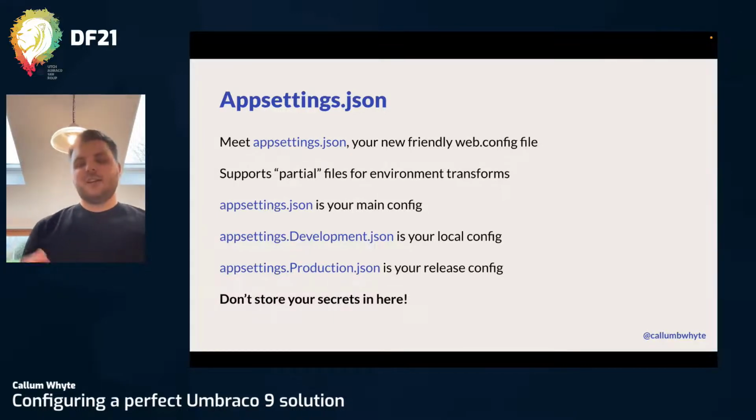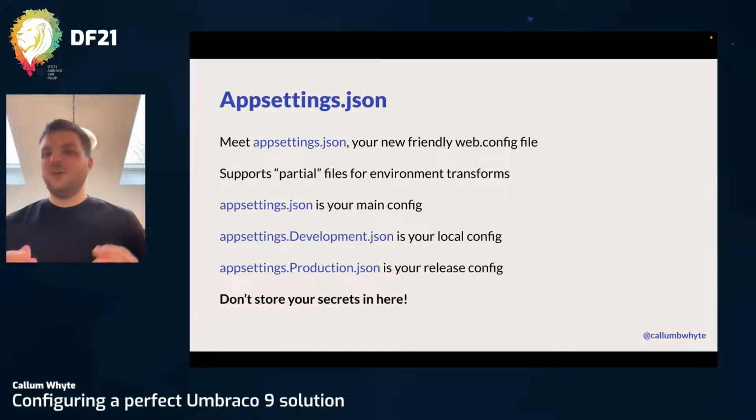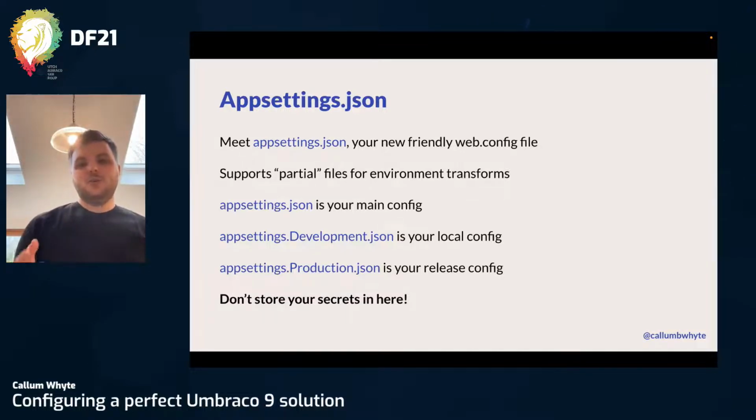And then production, that's your release config. But a word of warning, just like with the web config, don't store your secrets in this file, and there's no need to, because the new .NET configuration options actually allow us to inject secrets and keys at runtime. So you don't need to worry about in your repository storing this massive production JSON file.